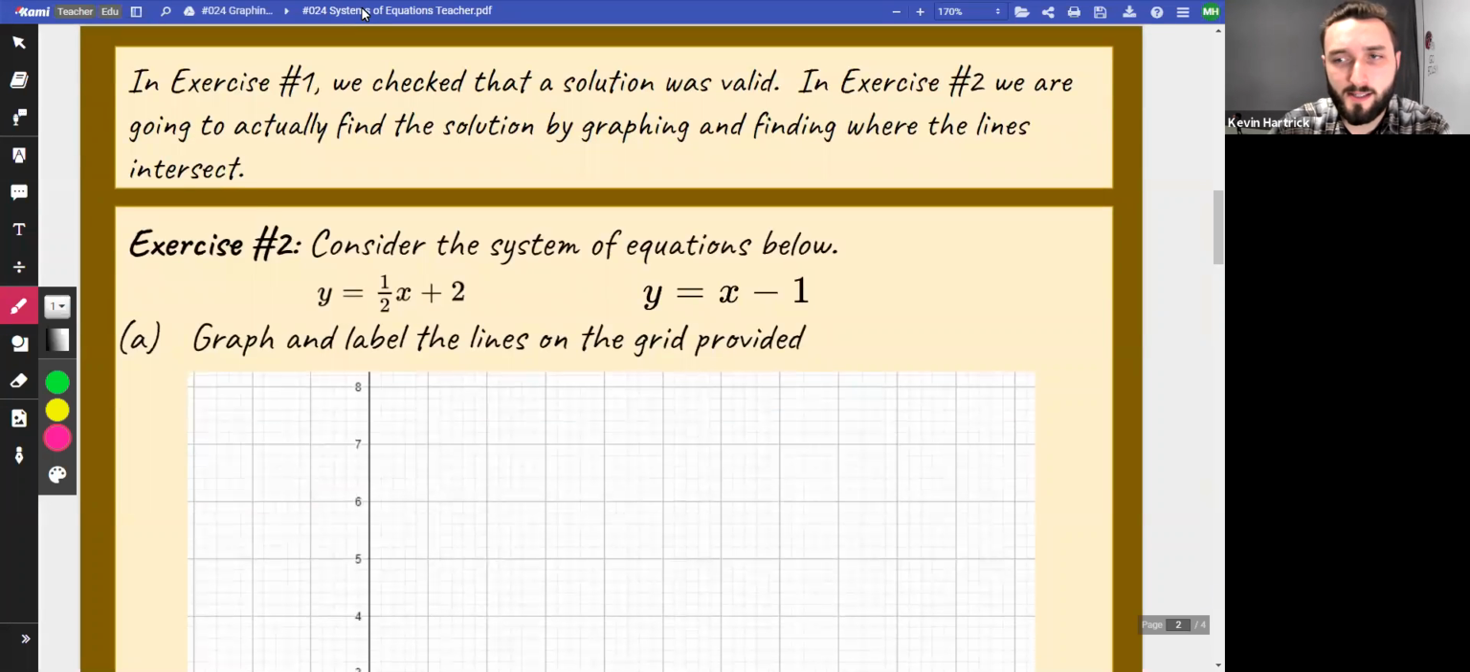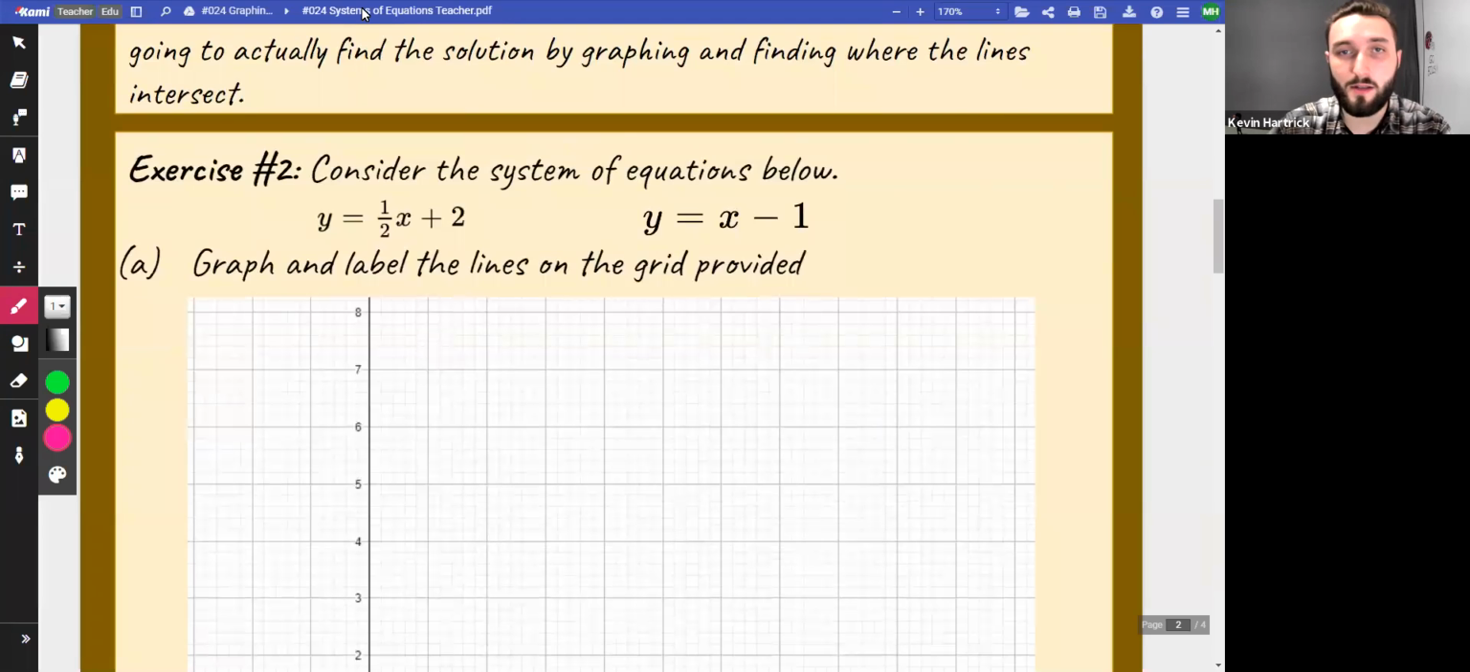It says, consider the system of equations below. Remember, system of equations just means more than one equation on the same graph, okay? So here are the two equations, the two lines that they want put on the same graph, and they're looking for what the solution is, so where they intersect. So we have y equals 1 half x plus 2, and we have y equals x minus 1.